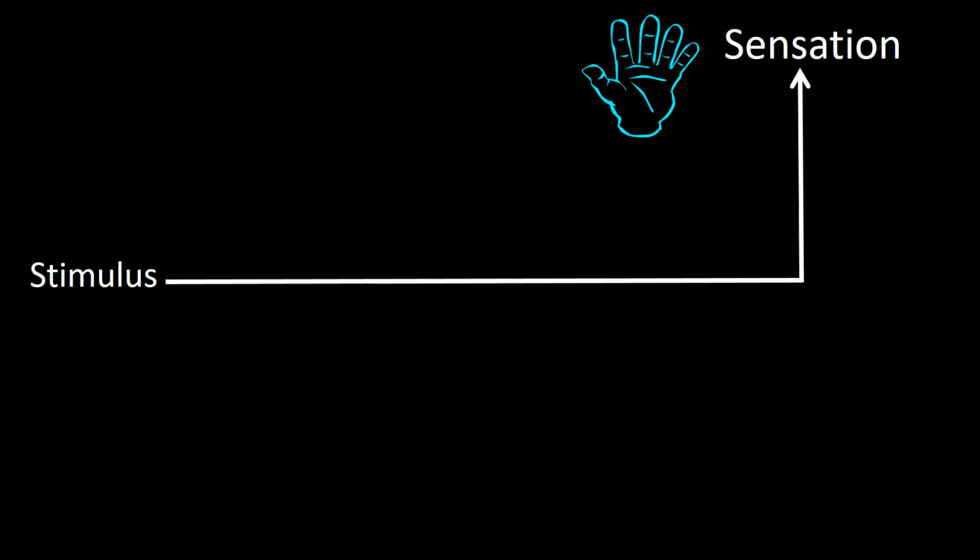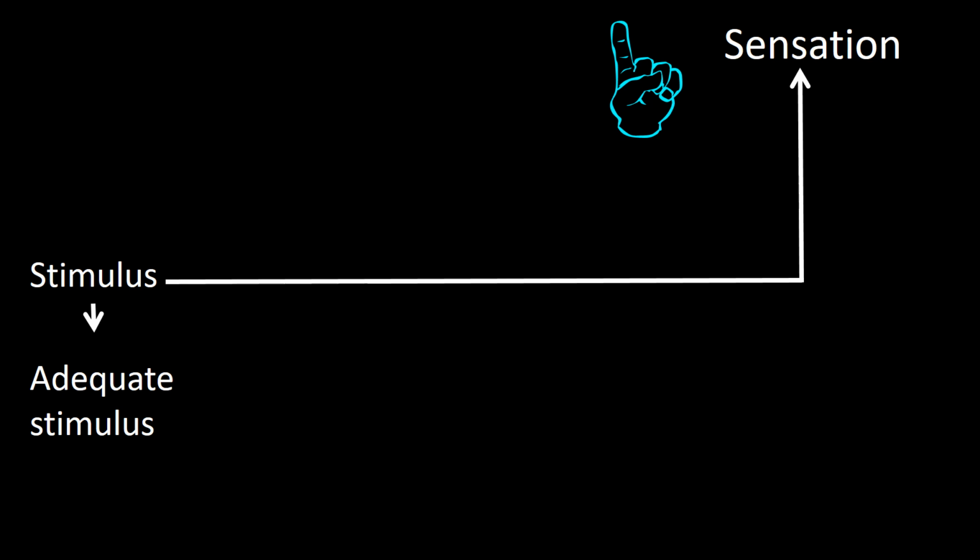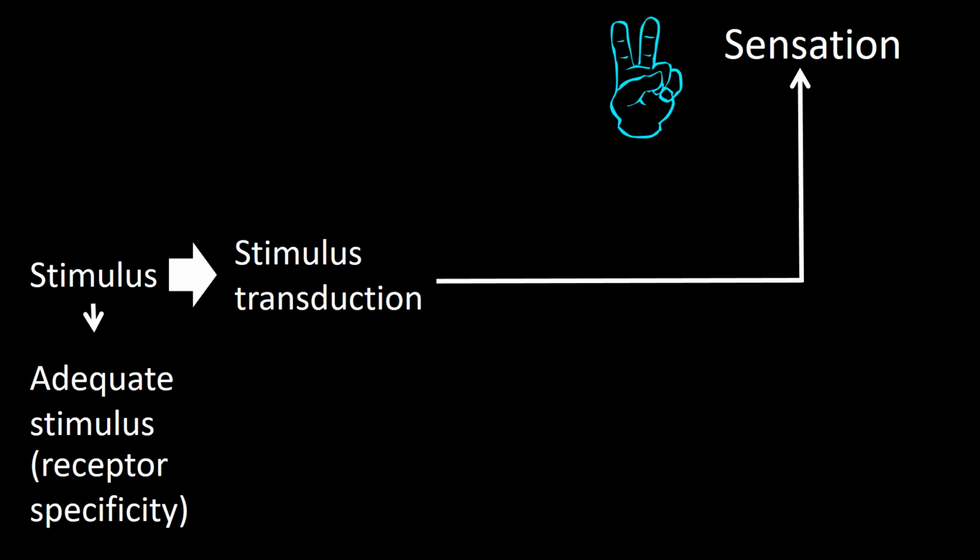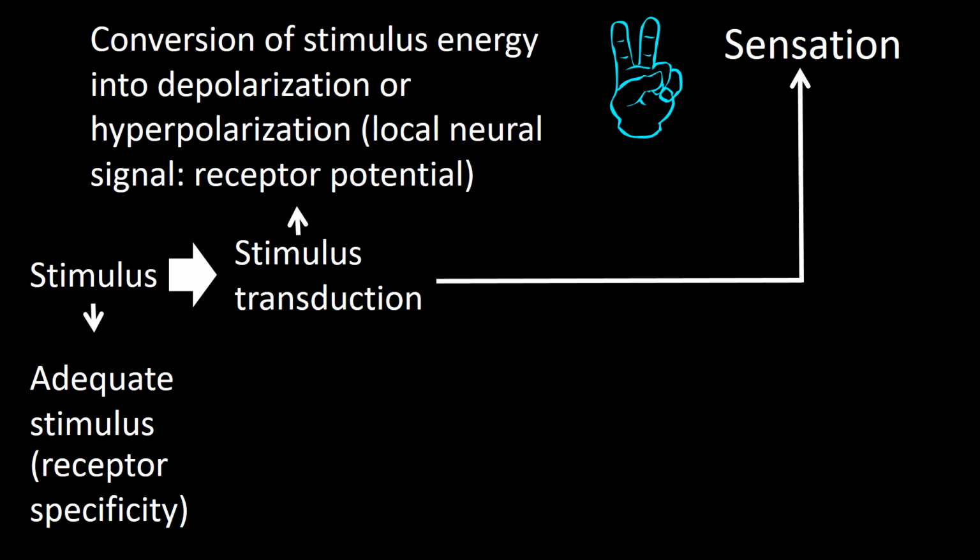The first requirement is the presence of an adequate stimulus for a given receptor. This is called receptor specificity. The second requirement is stimulus transduction. Stimulus transduction consists of the conversion of the stimulus energy into the polarization or hyperpolarization potentials, thus creating a local non-propagating neuronal signal called receptor potential.